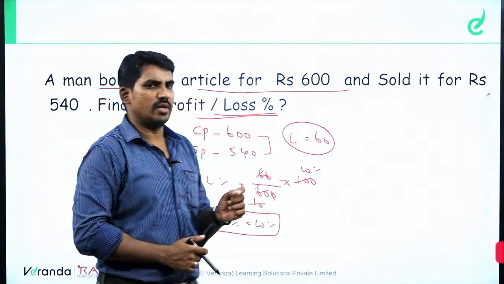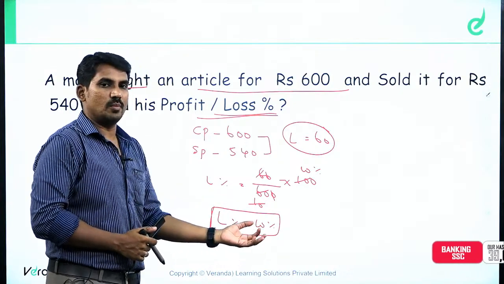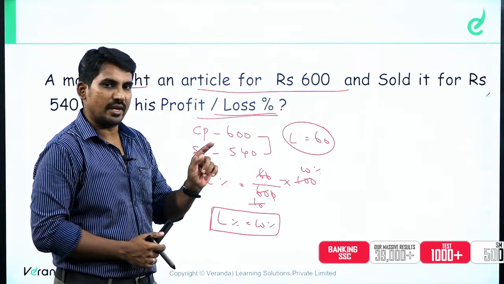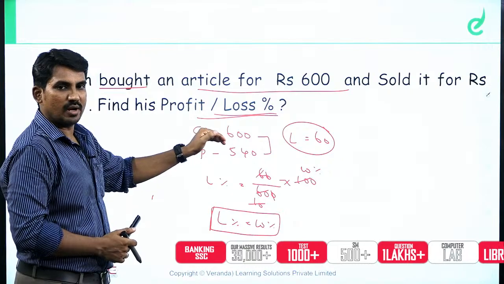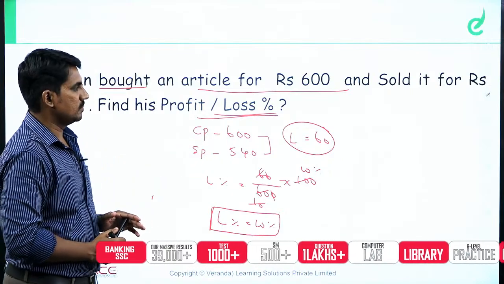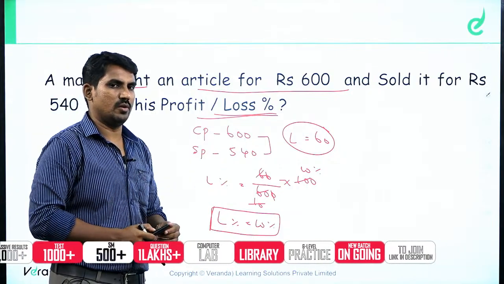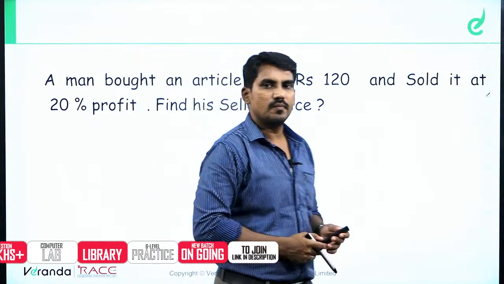Sometimes in the exam they will give both 10 percentage loss and 10 percentage profit as options. So don't see the number alone, carefully see the option. 10 percentage loss is the answer for this question, because the 600 rupees product was sold for 540 rupees. Clear? Only the normal percentage method we are discussing. Okay, now try this question.